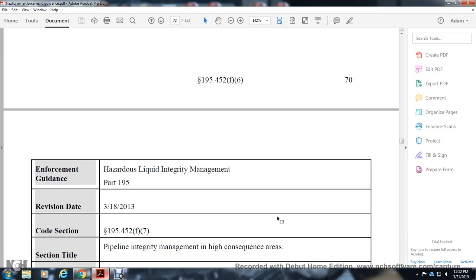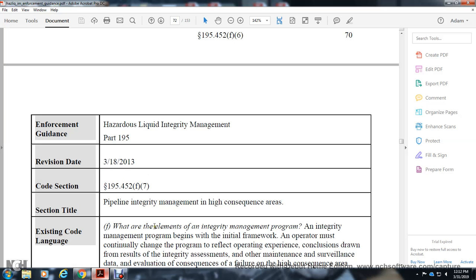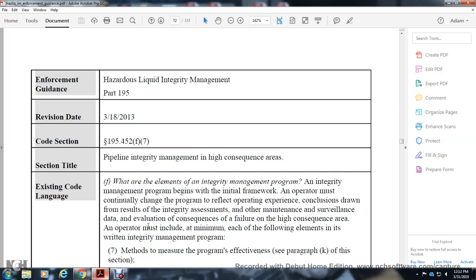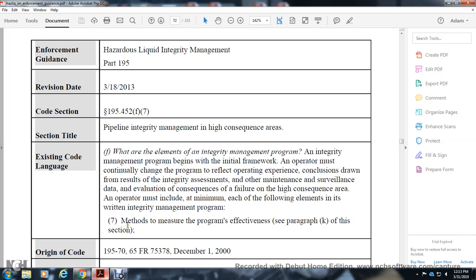Alright, page 72. Enforcement guidelines, title: liquid integrity management, 195, revision date March 18, 2013. Code section 195.452(f)(7) in the section titled pipeline integrity management in high consequence areas. With the existing code for (f), what elements of the integrity management program begin with the initial framework? The operator continually changes the program to reflect operating experience, conclusions drawn from the results of the integrity assessments, other maintenance and surveillance data, and evaluation of consequences of failure in high consequence areas. The operator must include, at minimum, each of the following elements in their integrity management program.